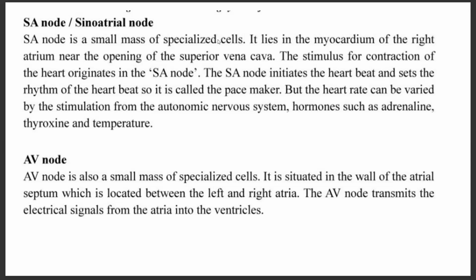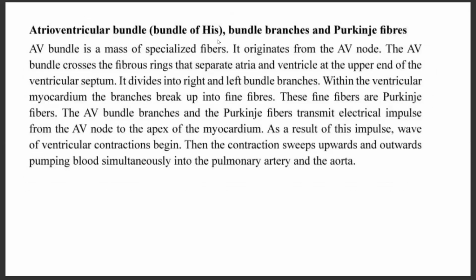The AV node is a small mass of specialized cells. It is situated in the wall of the atrial septum, which is located between the left and the right atria. The AV node transmits the electrical signals from the atria into the ventricles. Then atrioventricular bundle branches, Purkinje fibers. The AV bundle is a mass of specialized fibers. It originates from the AV node.